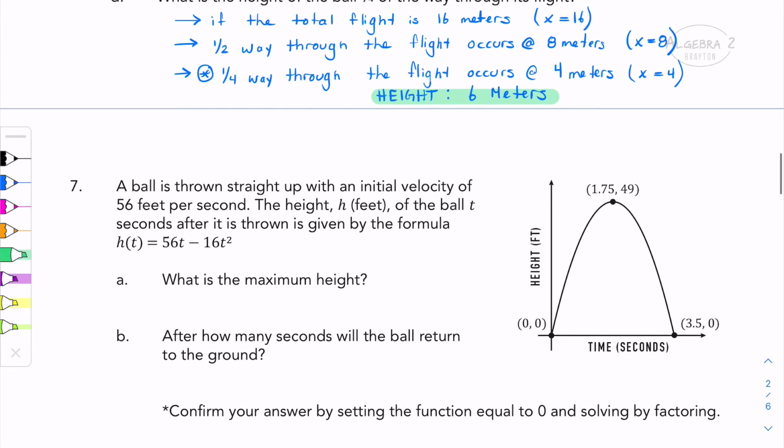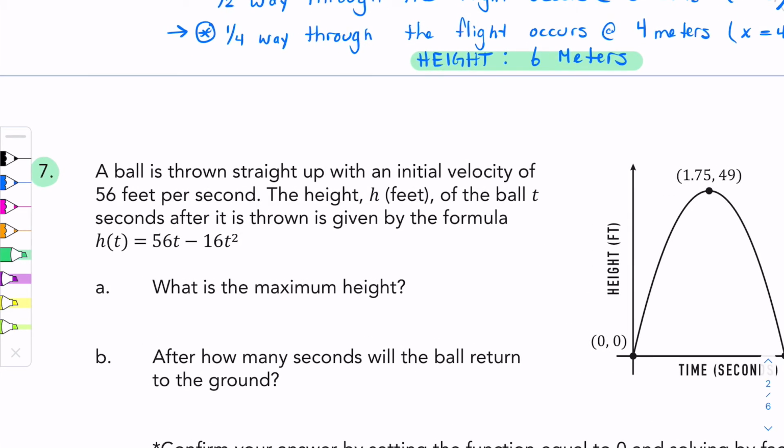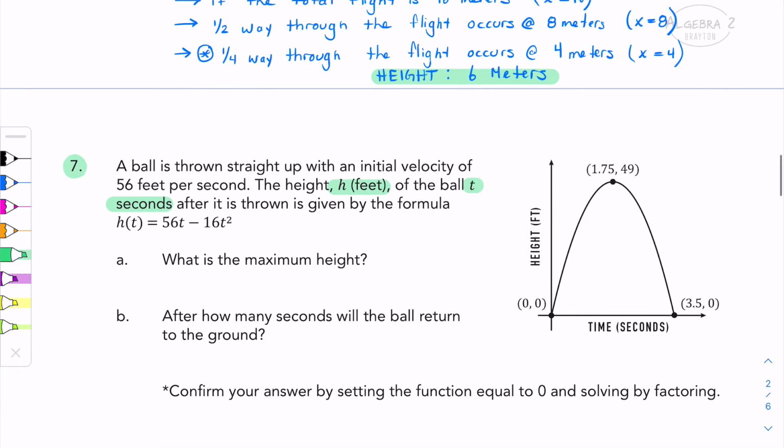Next, let's look at number 7. Number 7 states that a ball is thrown straight up with an initial velocity of 56 feet per second. The height, h in feet, so your variable of h represents feet, of the ball t seconds after it's thrown, the variable t represents seconds, is given by the formula h of t is equal to 56 times t minus 16 t squared. And for number 7, I also provided you with the graph of that function so you can analyze the graph to answer the questions.